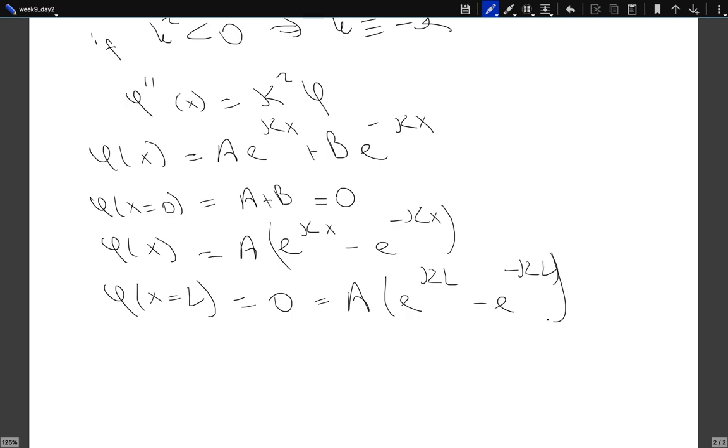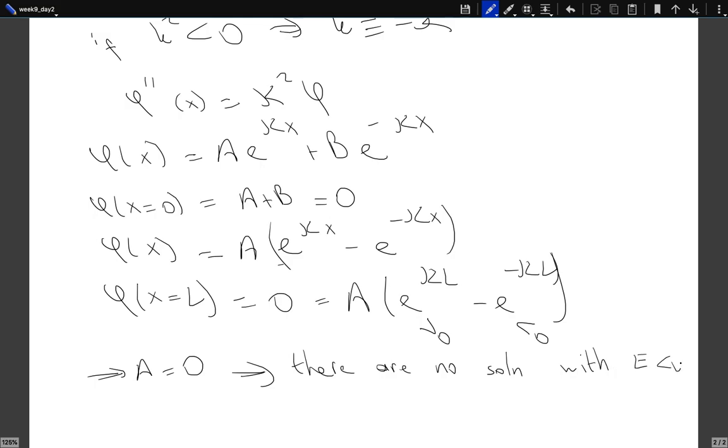But you see, kappa we can define to be a positive number. L is a positive number. So this is a number larger than 1, whereas this is a number less than 1. So that difference cannot be 0. If that cannot be 0, then A should be 0, which tells us that there are no solutions with E less than 0.